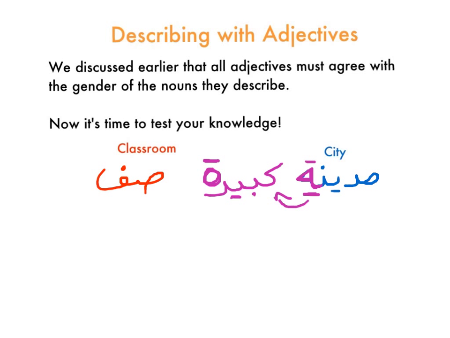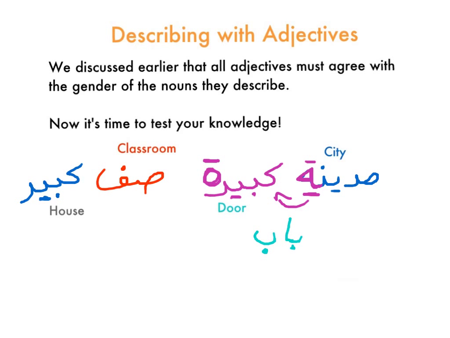Next example, the word saf, classroom. So do we say saf kabira or saf kabir? I'm going to give you a clue. Saf doesn't have ta marbuta, so it's masculine. Therefore we say kabir, saf kabir, big class.